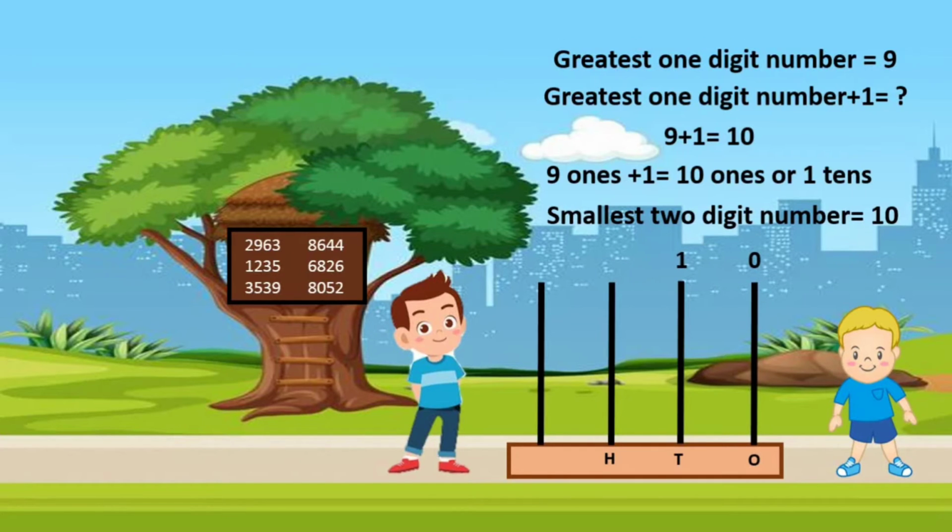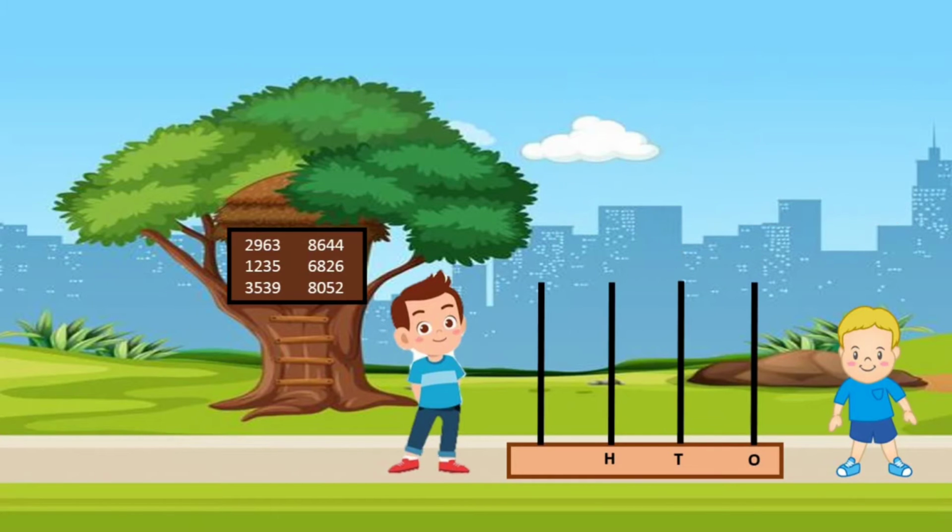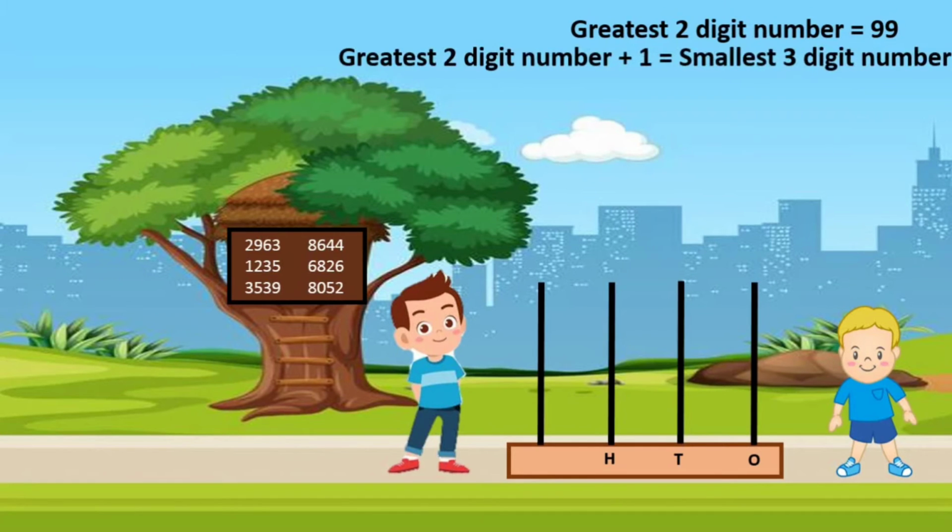Since 0 is on ones place, we will not put any bead in the ones spike. And 1 is on tens place, so we will place 1 bead in the tens spike. Now, if you can place a maximum of 9 beads in one spike, then what would be the greatest two-digit number? Very good. It would be 99. And if we add 1 to the greatest two-digit number, we will get the smallest three-digit number, which is 100.